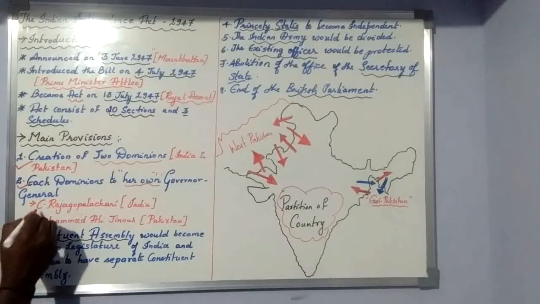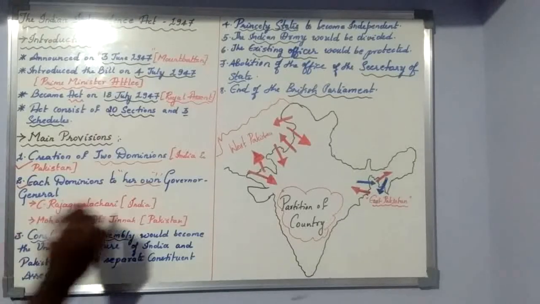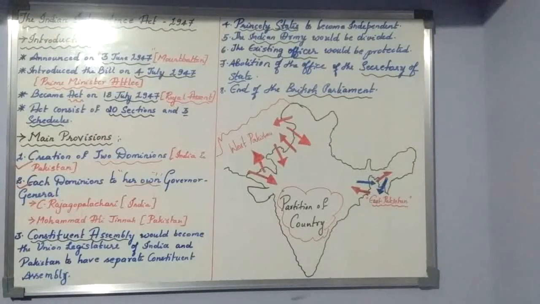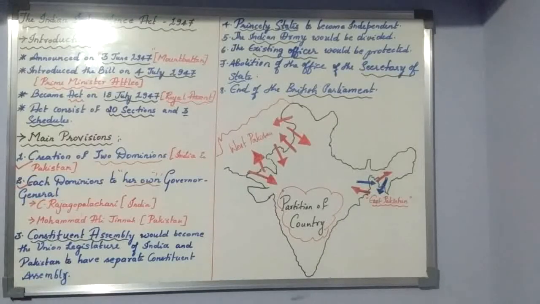So in that, C. Rajagopalachari became the Indian Governor General from 1947 onwards, and Muhammad Ali Jinnah became the Governor General of Pakistan. C. Rajagopalachari is the first and the last Indian origin Governor General.